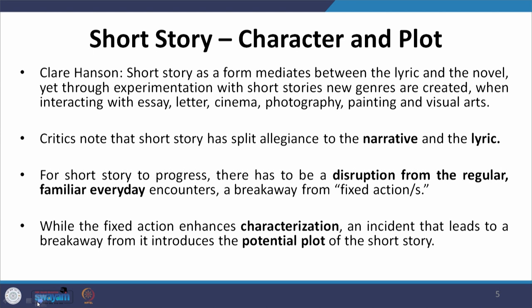That is when short stories are created through interacting with essay, with letter, cinema, photography, painting, and visual arts. Critics note that the short story has split allegiance to the narrative and the lyric. For a short story to progress, there has to be a disruption from regular, familiar, everyday encounters, and so there has to be a breakaway from the routine, from the premeditated, pre-programmed, fixed actions.